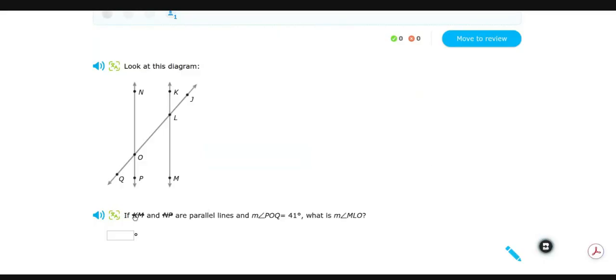Similar situation, we have our parallel lines here. They're giving you information about angle POQ. We know that's 41 degrees, and we want to find out what MLO is. These look like corresponding angles in the same position, both to the left of your parallel lines and below your transversal. We know those are congruent, which means your angle measures 41 degrees.